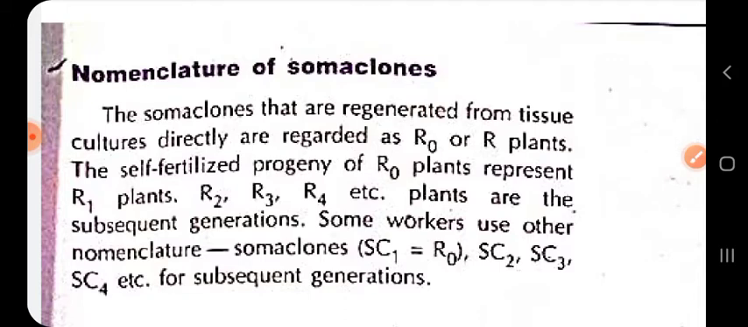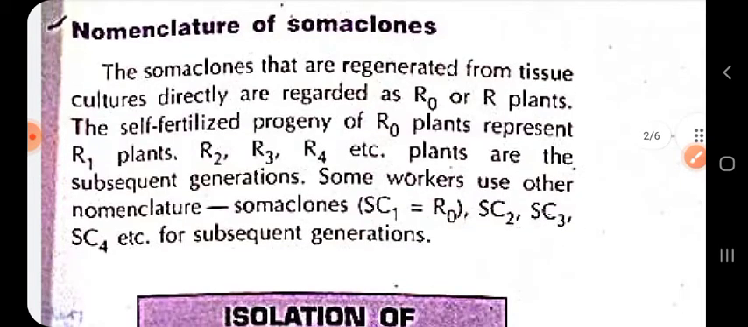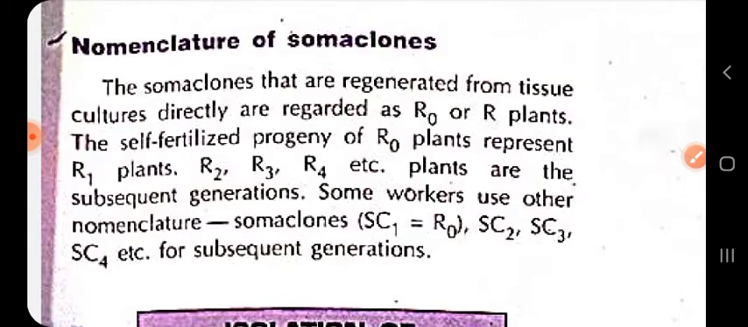Then self fertilization of these R0 plants occurs, and the progeny that we get after self fertilization, the baby plants from that R0 plant, will be represented as R1 plants, then after that R2 plants, R3 plants, R4 plants throughout the subsequent generations.